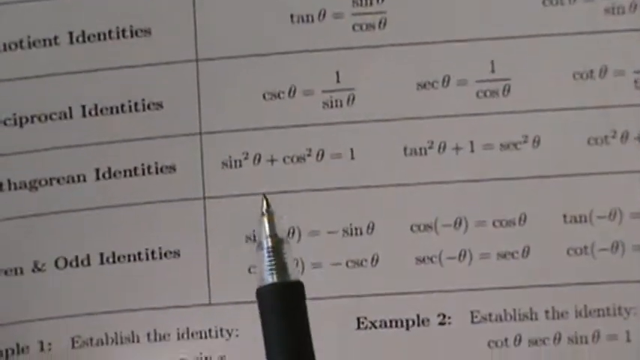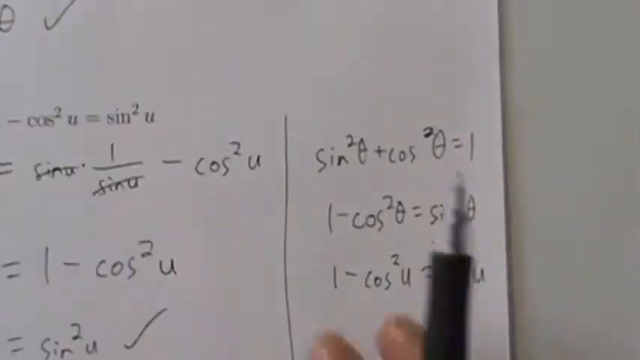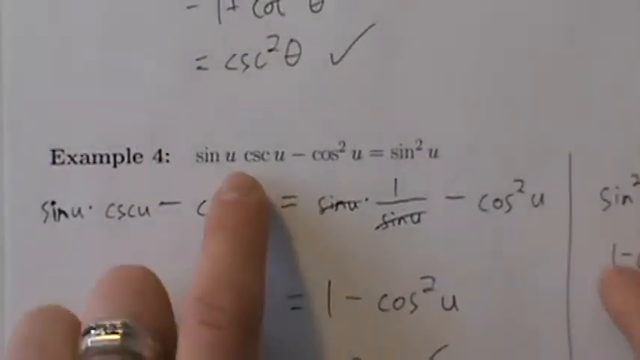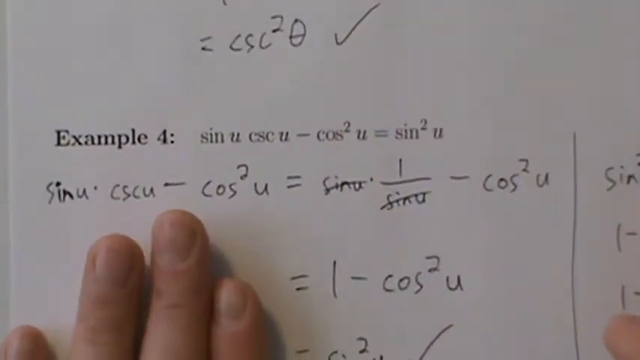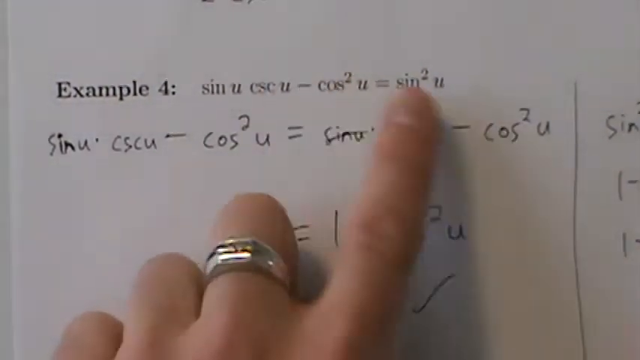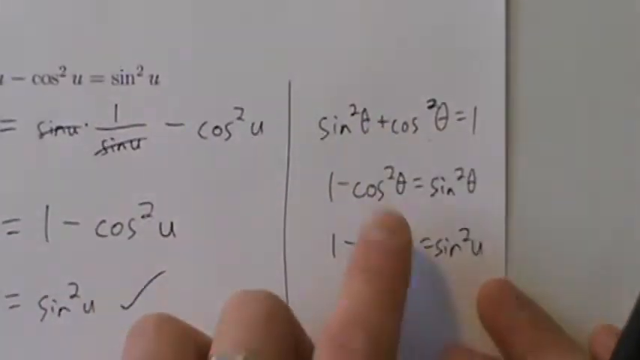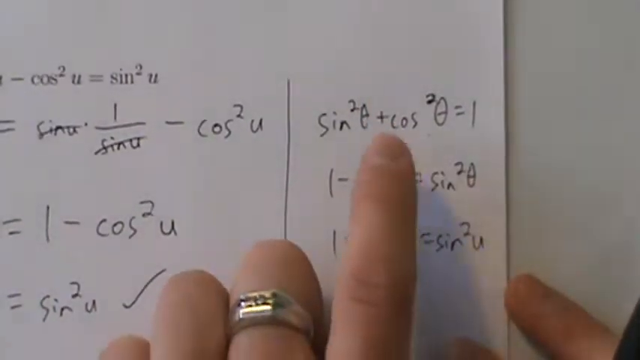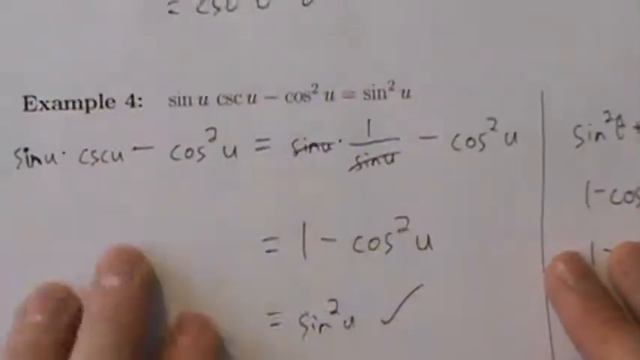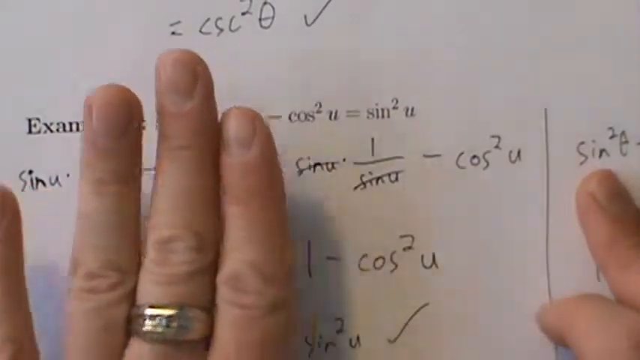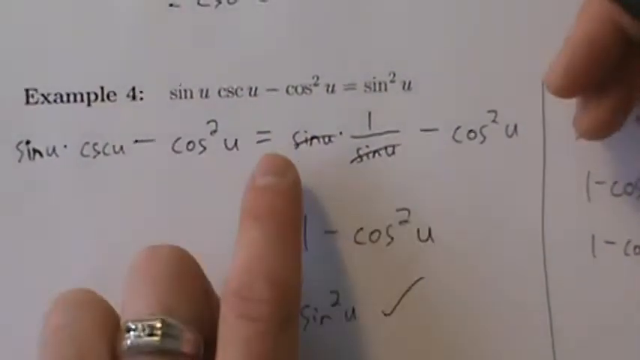Okay. So again, for an established identity, you can manipulate it to use to your advantage. But for an identity that you're trying to establish, like this one here, only work on one side. Just work on one side, try and manipulate just that side to make it look like the other. Okay, so that's the difference. Here we're establishing this identity, but here we're using this previously established identity to help us. So that's why it's okay to do this here, but again, never ever do that here for an identity that you're trying to establish.